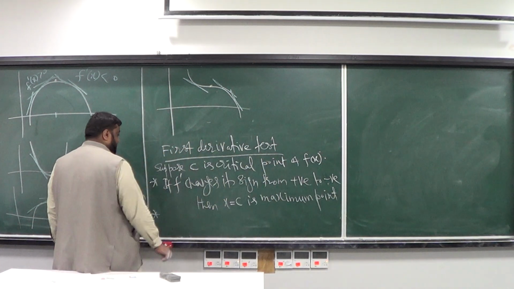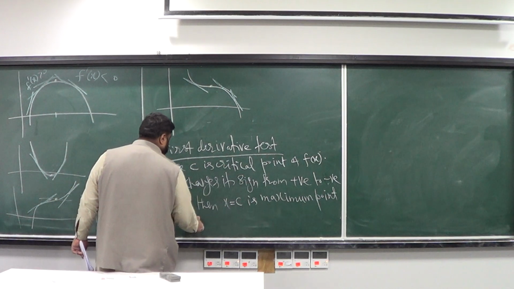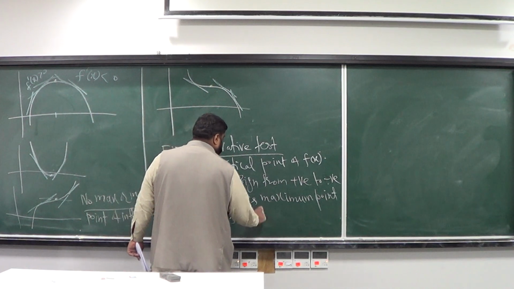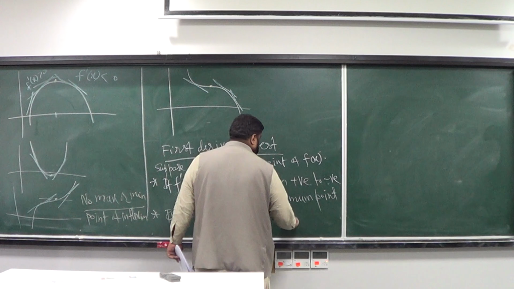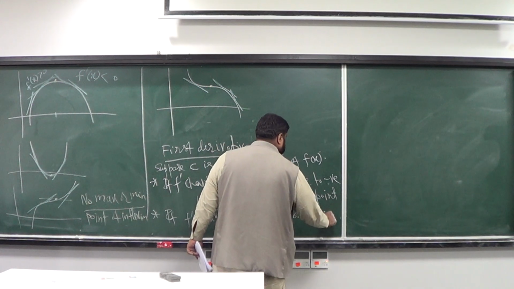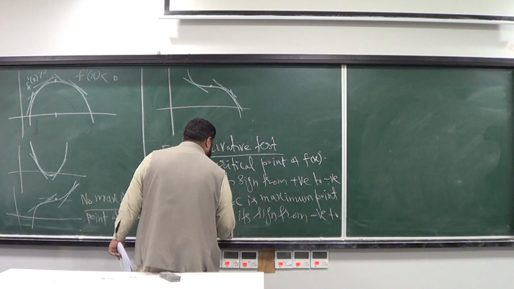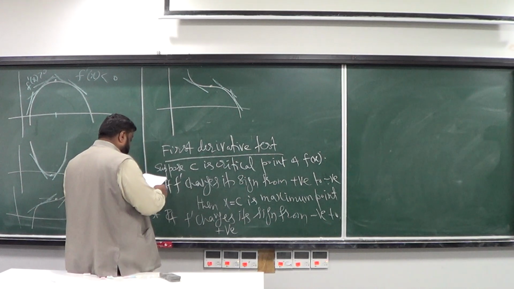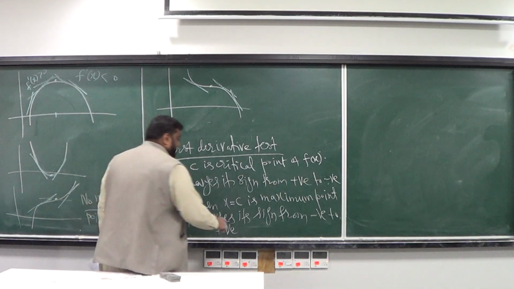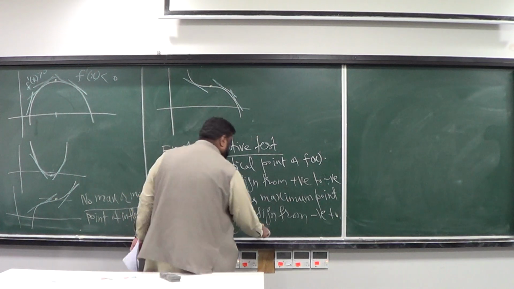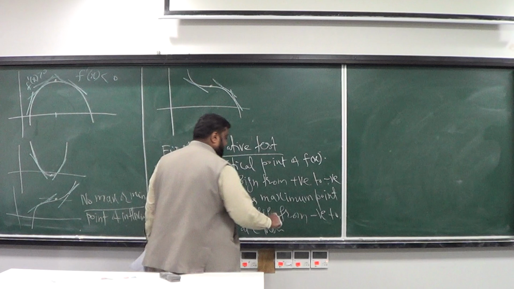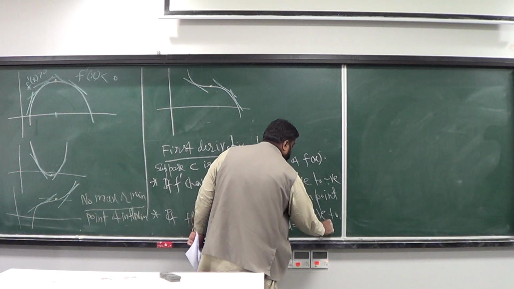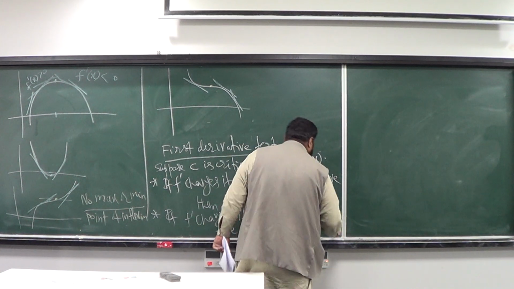What is the next case? Again, if f prime changes its sign from negative to positive around c, at c, then x equal to c is a minimum.